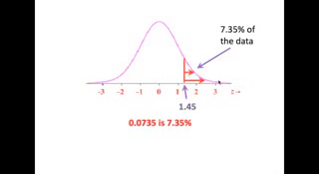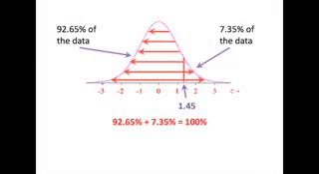If 0.0735 of the data lie to the right of a z of 1.45, we can say that 7.35% of the data lie to the right of that z-score of 1.45. And to help you envision that 100% of the data lie under the curve, observe that to the left of a z-score of 1.45, we have 92.65% of the data, and to the right of the z-score of 1.45, we have 7.35% of the data, and that adds up to 100% of the data under the curve.